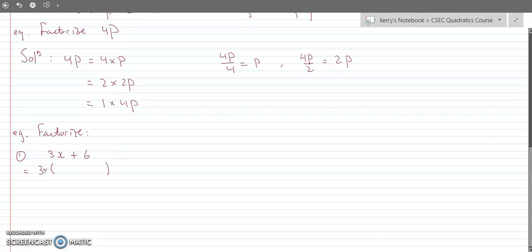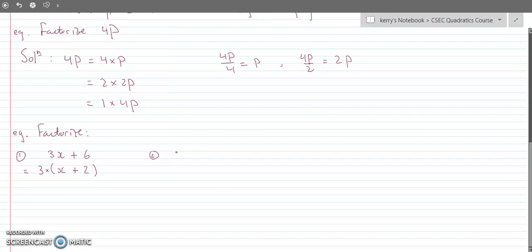I know that I have to take 3 and multiply it by something to give me this. So factorizing does not have to be a hard process. 3x divided by 3 is x, plus 6 divided by 3 is 2. Now, is this factorization? Isn't this two terms, 3 and x plus 2, that when you multiply them out will give you back 3x plus 6? 3 by x is 3x, 3 by 2 is 6. We have factorized 3x plus 6. And these are factors of 3x plus 6.